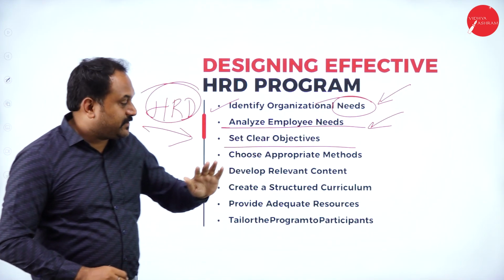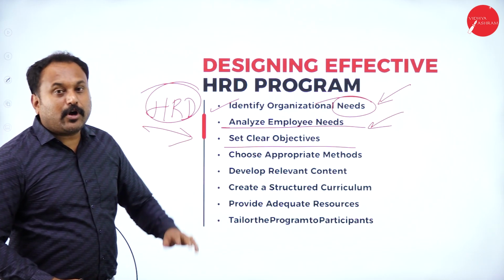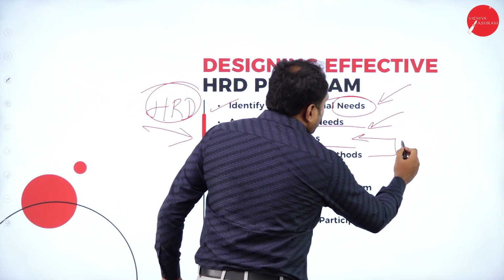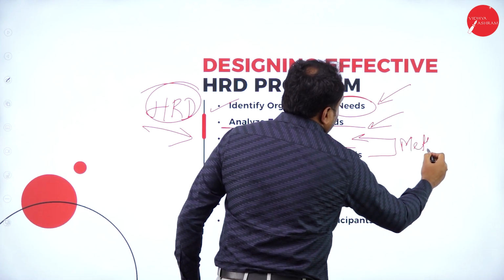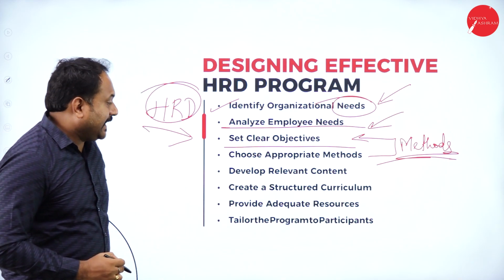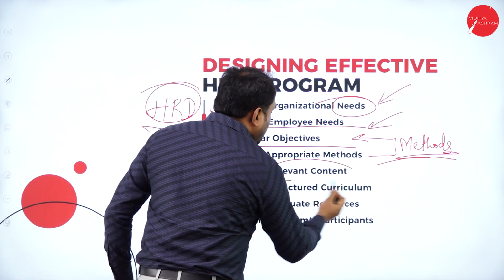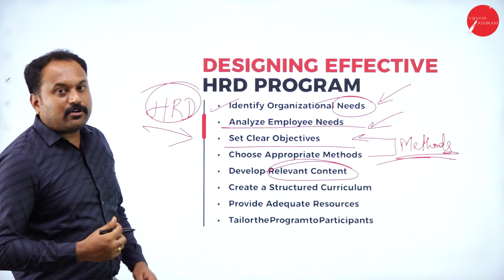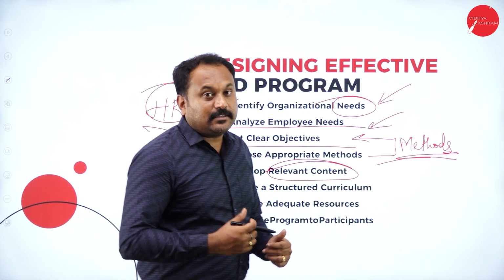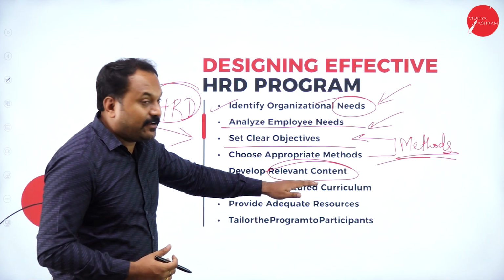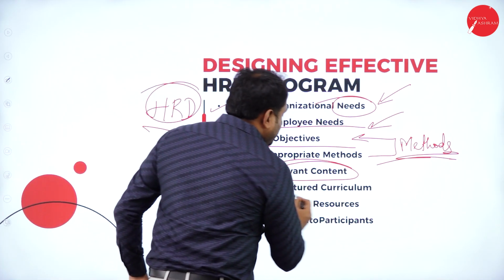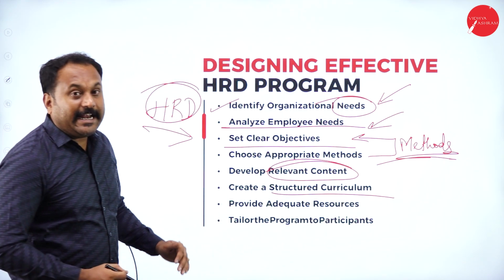Set clear objectives. Then choose the appropriate method. After the objective, to attain these objectives, what are the methods we need to follow? Go with the methods. Then develop relevant content. If you don't develop content, how will you address the trainees? So that is where you need to understand carefully. Then you need to structure the curriculum. Structure the curriculum. Provide adequate resources.